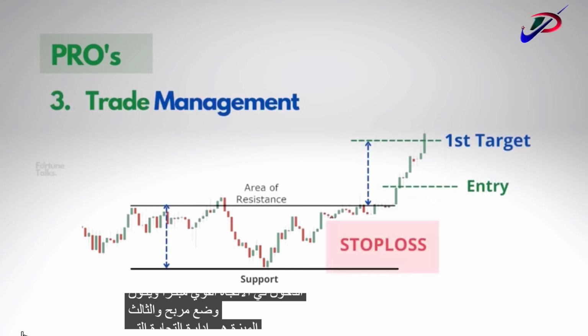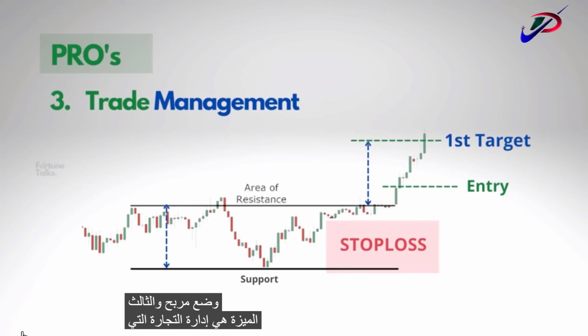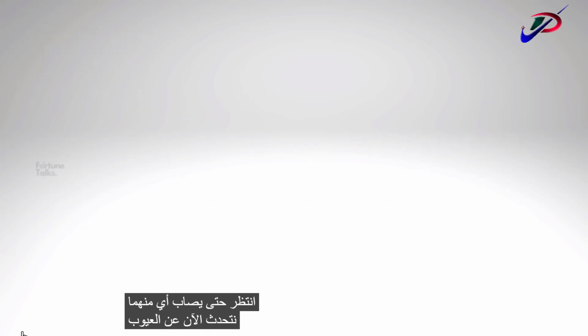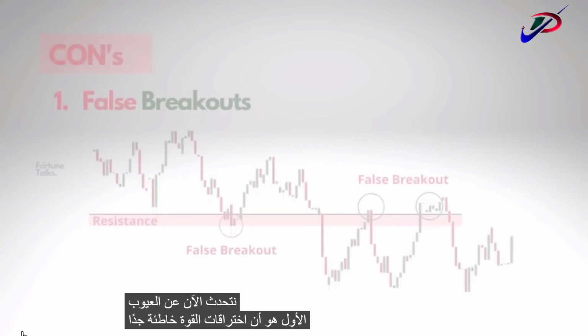And the third advantage is trade management, which means that the market entry and exit are predefined, with the stop losses and profit targets being identified before the trade. So that our only job is to place the stop losses and targets and wait for either one of them to get hit. Now talking about the disadvantages, number one is false breakouts.